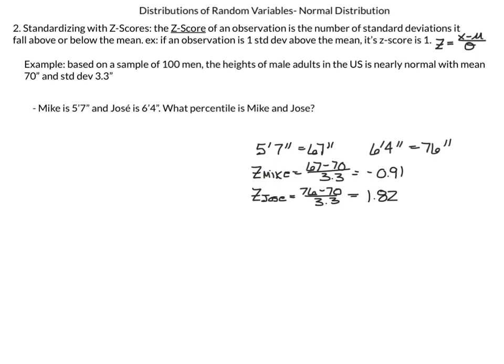So Mike's z-score is 67 minus the mean of 70, divided by the standard deviation, which is negative 0.91, meaning Mike is 0.91 standard deviations shorter than the average. Jose is 76 minus the mean, 70, divided by the standard deviation, 3.3. So Jose is 1.82 standard deviations taller than the mean.